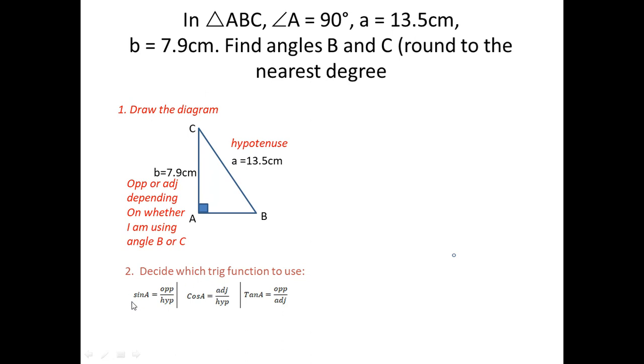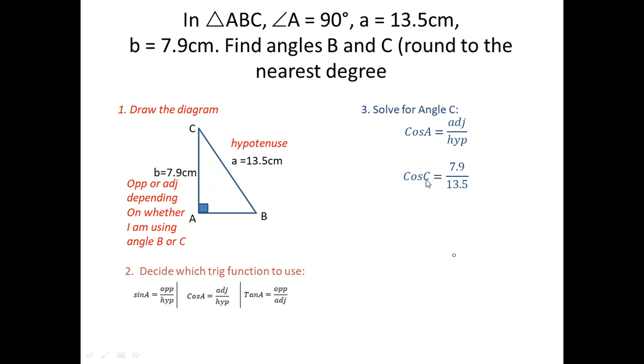I'm going to put the menu up here just for reference. And I feel like solving for angle C first. We have angle C. That would mean that we're using adjacent and hypotenuse, and so we have cosine. Cosine A is equal to adjacent over hypotenuse. Copied it right from there.